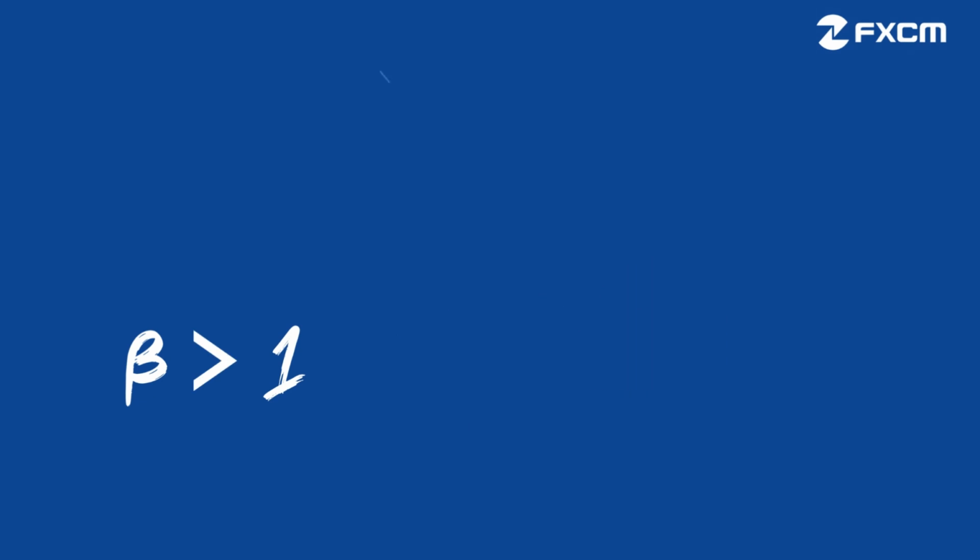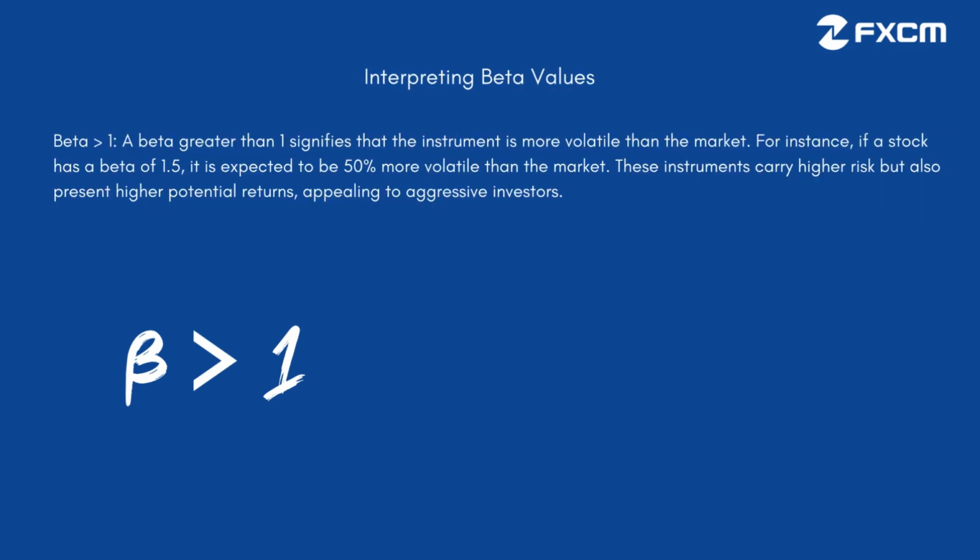Beta greater than 1 signifies that the instrument is more volatile than the market. For instance, if a stock has a beta of 1.5, it is expected to be 50% more volatile than the market. These instruments carry higher risk but also present higher potential returns, appealing to aggressive investors.